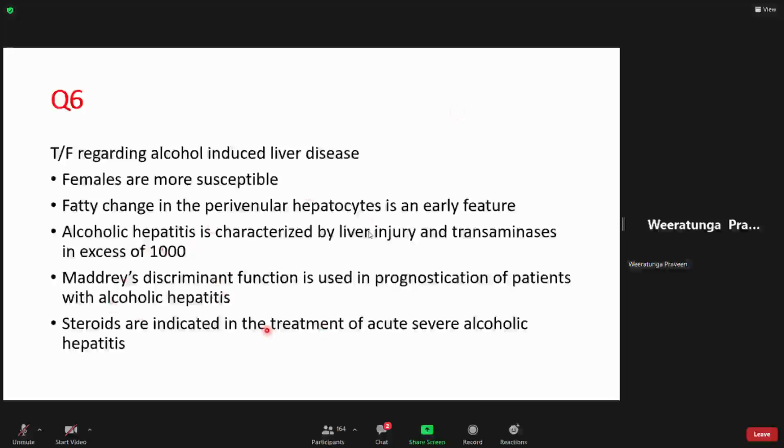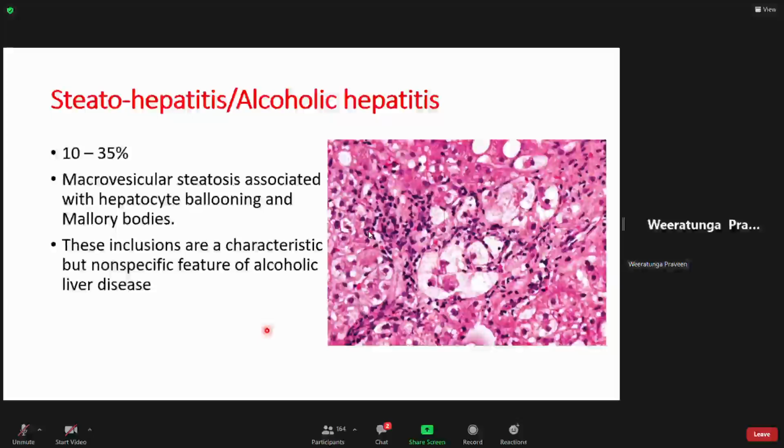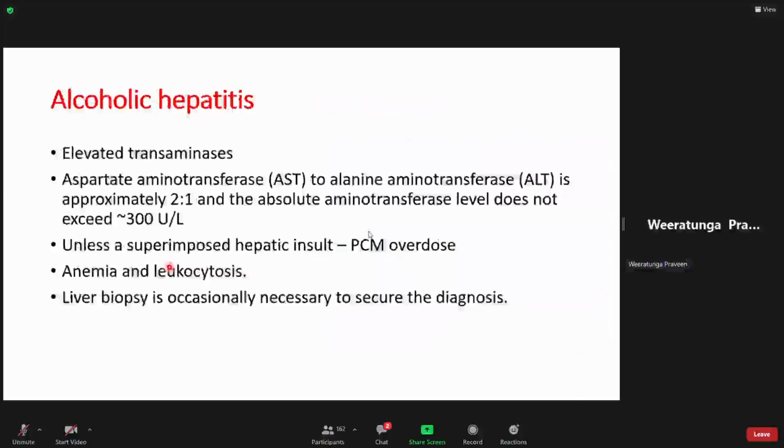Now let me tell you a little more about alcoholic hepatitis. In histopathology you'll see Mallory bodies and ballooning of hepatocytes. They are characteristic but a non-specific feature. Mallory bodies are not present in everyone, and they're not specific for alcoholic hepatitis. I'll come to NASH in the next MCQ slides. Somebody asked a question about that.